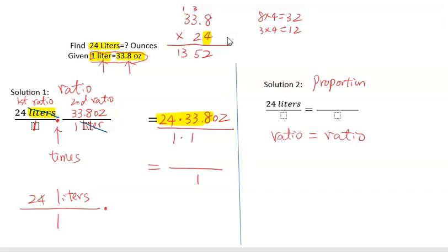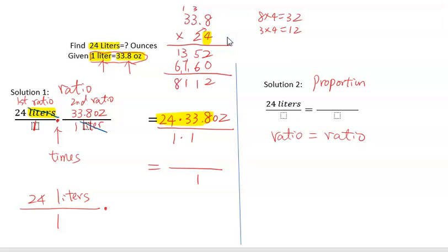Now when we're done with 4, we're going to multiply by 2. But this 2 means 20, so immediately we put a 0. This 0 comes from 20. So we're going to do 2 times 8 and 2 times 3. 2 times 8 is 16, we have a little 1 there. So 2 times 3, 6. 6 plus 1, 7. 2 times 3, 6. Now we're going to add vertically. So 5 plus 6 is 11. 3 plus 7 plus 1 is 11. 6 plus 1 and 1, that's 8.